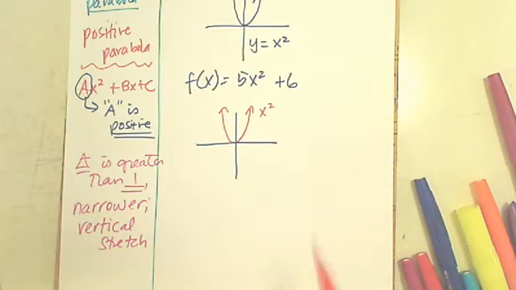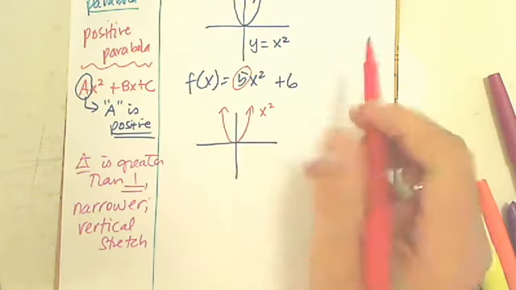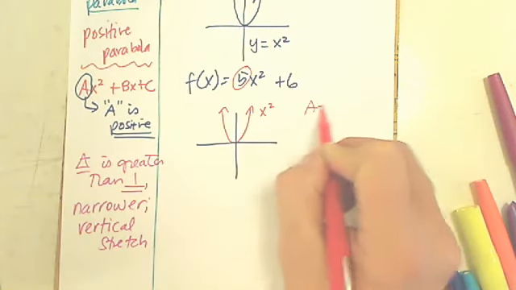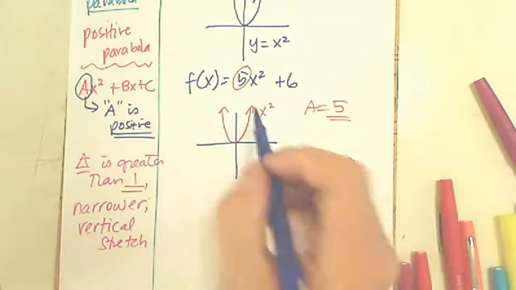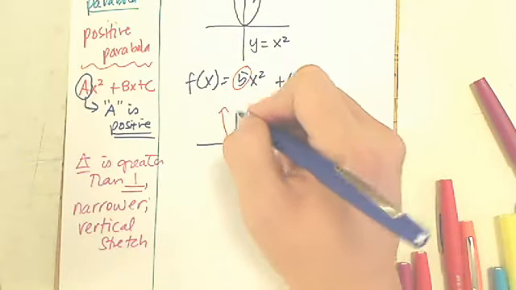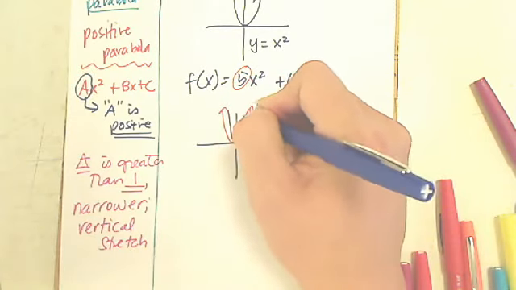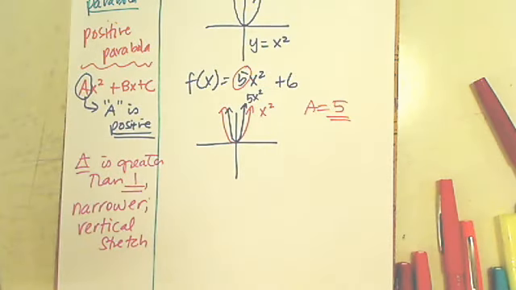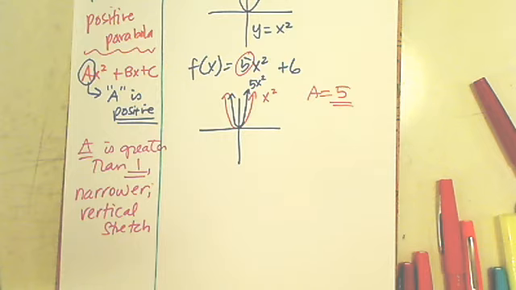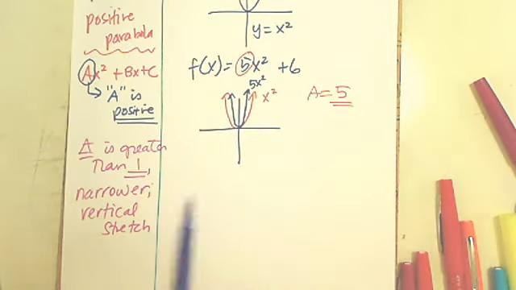Sergio, what do you think? Is this equation going to be inside or outside of your mother function? It's going to be inside. Right? So if your mother function is x squared, your 5x squared is within. It's stretched on the inside. So if your equation has an a greater than 1, it is bigger than your mother function, it's going to be within the mother function, stretched within. Okay?